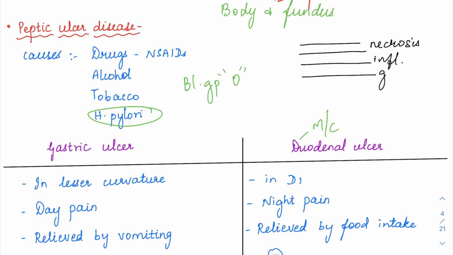Then the third layer will be the granulation tissue. So repair is trying to form. And lastly, we'll have the fibrosis. The fibroblasts present in the granulation tissue will lay down collagen and try to complete the scarring. So the 4 layers of an ulcer will be necrosis, inflammation, granulation tissue and fibrosis. Not just in peptic ulcer, anywhere in ulcers, these are the 4 important layers.